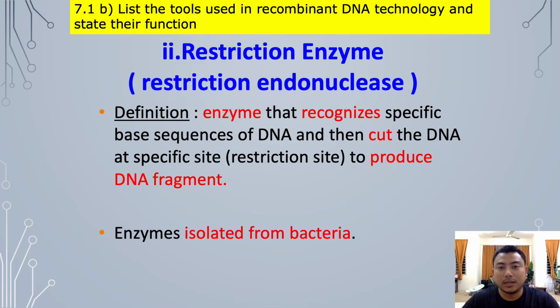Why do we need a restriction enzyme? Because remember, we want to add something into our plasmid. Before we are able to put something in, first you need to cut the plasmid to make an opening. That is the function of this restriction enzyme. Once you have cut open the plasmid, then later you are able to put in your gene of interest.